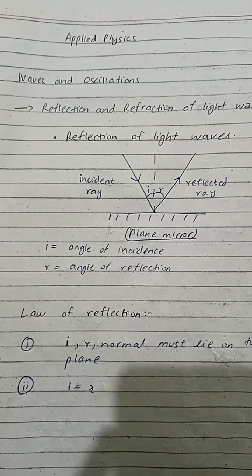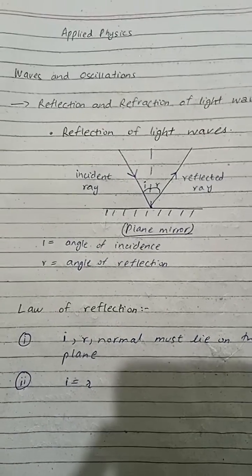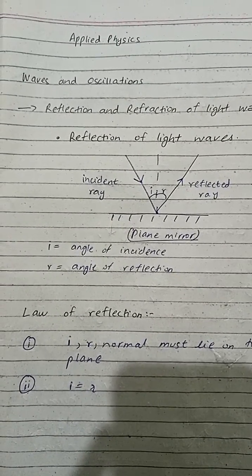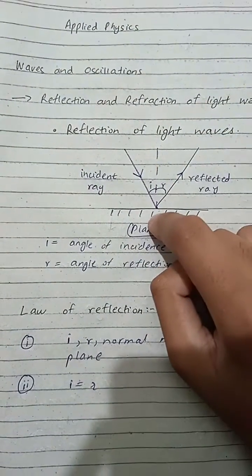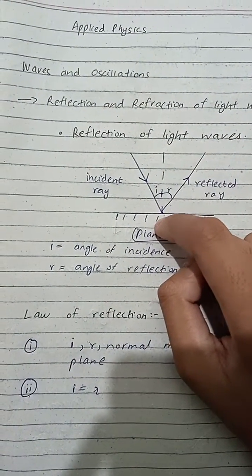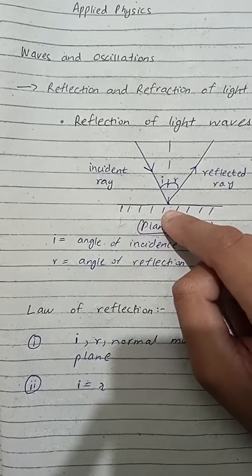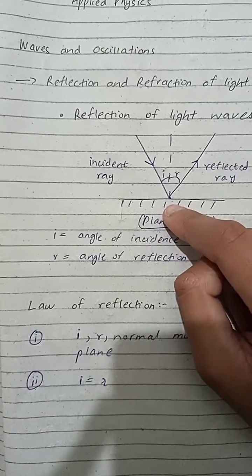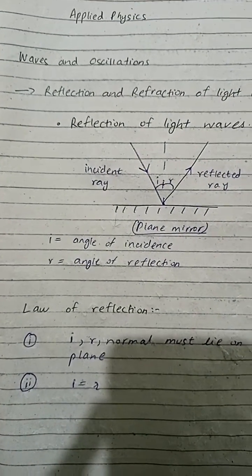Like if you're standing in front of a mirror, the light from your whole body will be transmitted onto the mirror. If you send light onto the mirror, then it will be reflected back there. Some will be absorbed, but mostly it will be sent back.